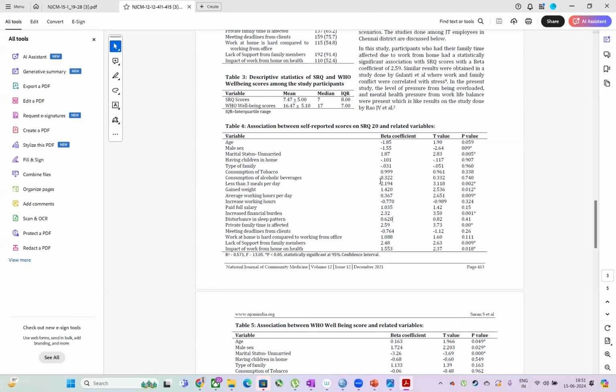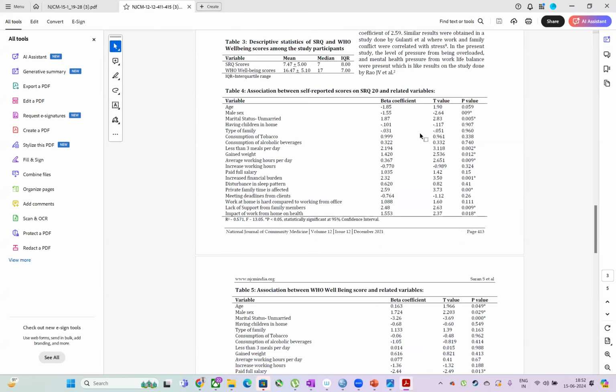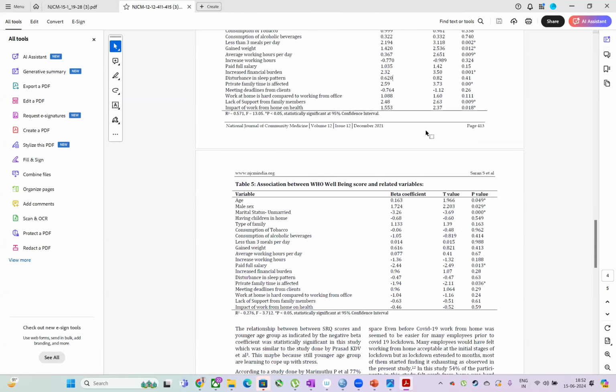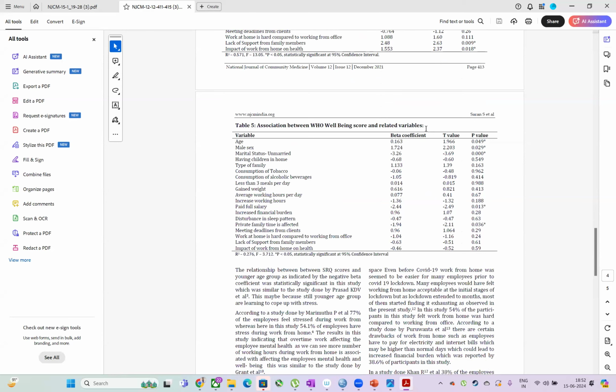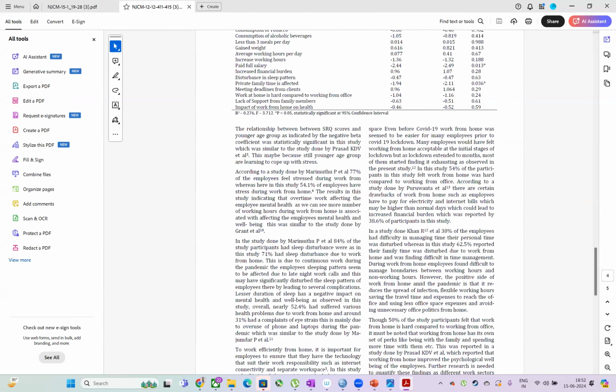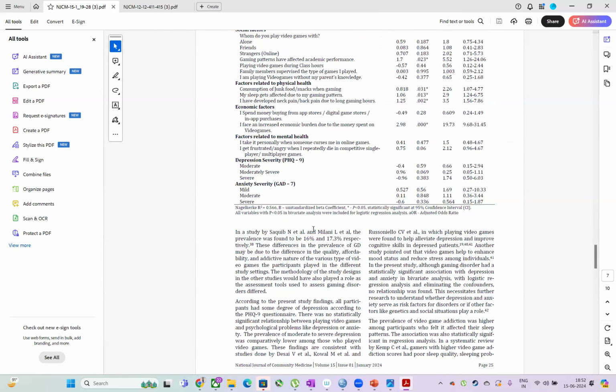Beta coefficient is similar to odds ratio. In odds ratio, you see less than 1, greater than 1. Here, you see minus or plus in the beta coefficient. Below each and every regression table, make sure you write the Nagelkerke R square, the p-value, and that all variables with p less than the cutoff in bivariate analysis were included for logistic regression analysis.